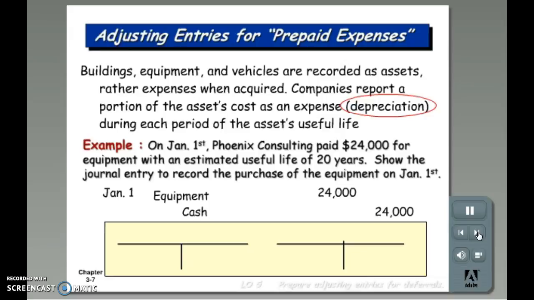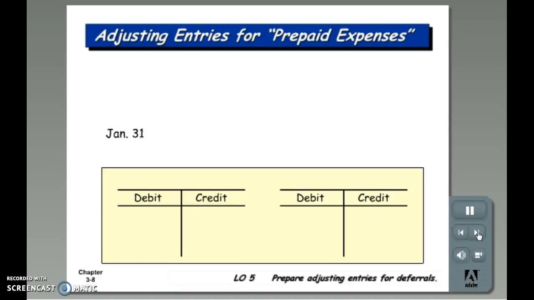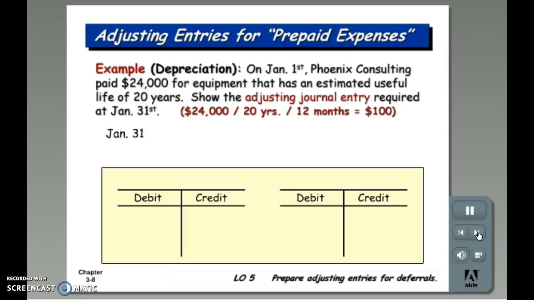The transaction is then posted to the T accounts. The adjusting entry related to the depreciation of the equipment involves 1 month of depreciation, or $100, calculated by dividing the cost of the equipment by 20 years and then by 12 months. The adjusting entry is a debit to depreciation expense and a credit not to the equipment account, but to the contra asset account accumulated depreciation.